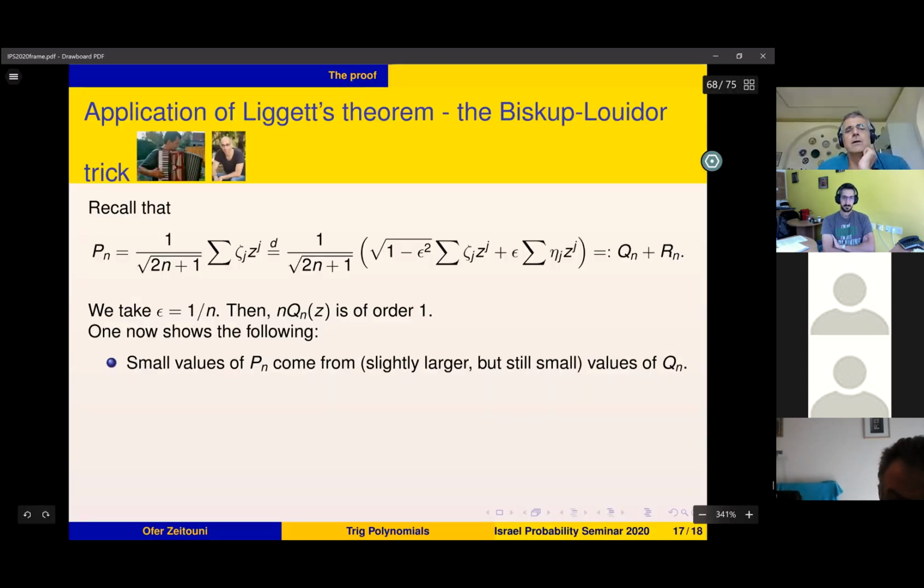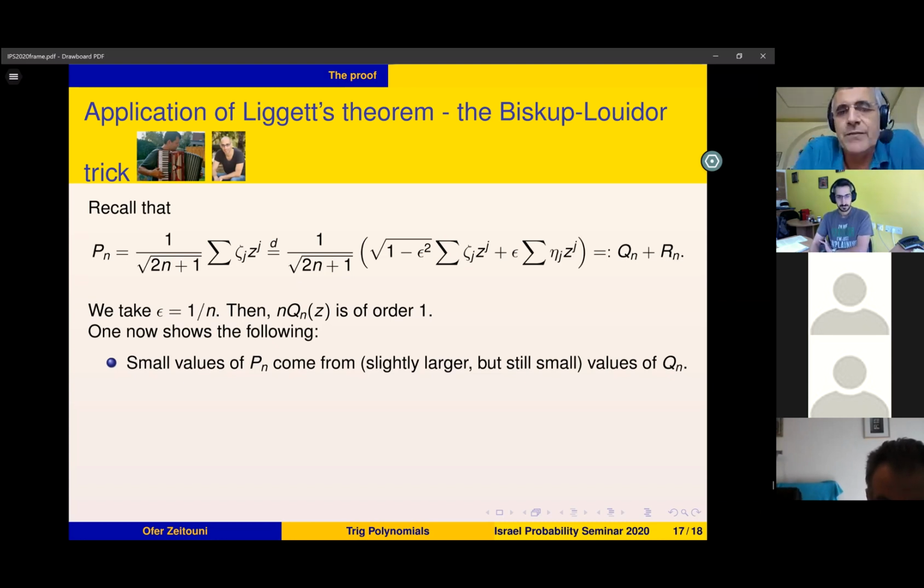And now you show the following. First of all, remember that we care about small values of Pn, which means small values of Qn plus Rn. The first thing you show is that in order for Qn plus Rn to have a small value, Qn has to have a maybe slightly larger, but of the same order, small value. So Qn cannot have a value which is very large while Qn plus Rn has a small value. This is just not going to be how the minimum occurs.